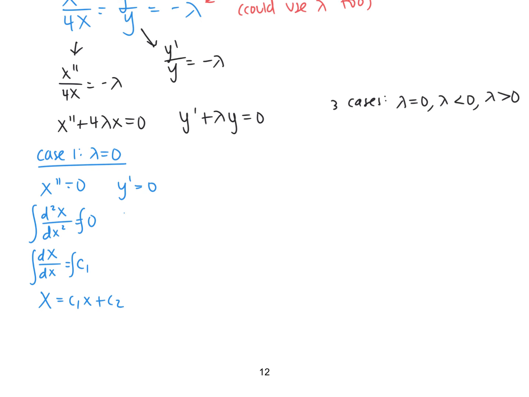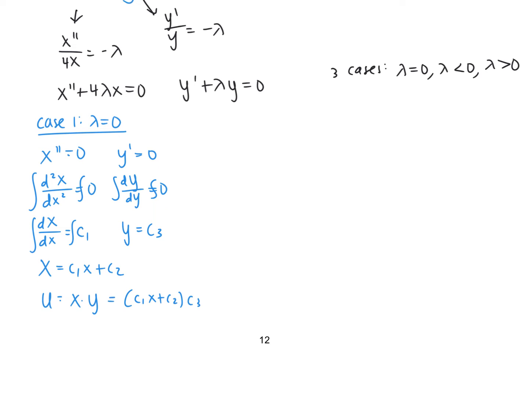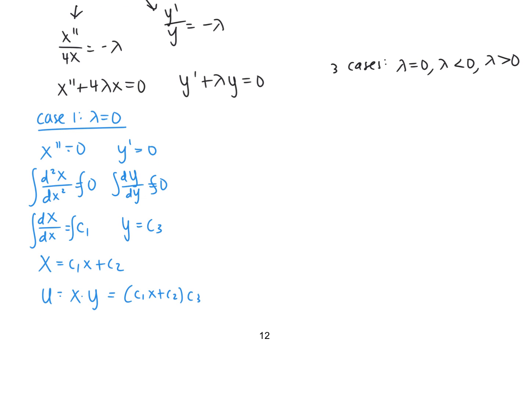Similar idea with y. This is dY over dy is equal to 0. If I integrate, I get big Y is equal to c3. So together, our u, which was big X times big Y, would be c1 x add c2 multiplied by c3. So our u would be some constant multiplied by x, add another constant. That would be the solution if case 1 were true.